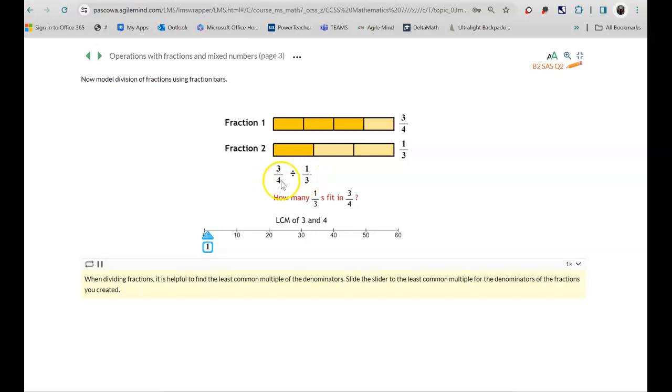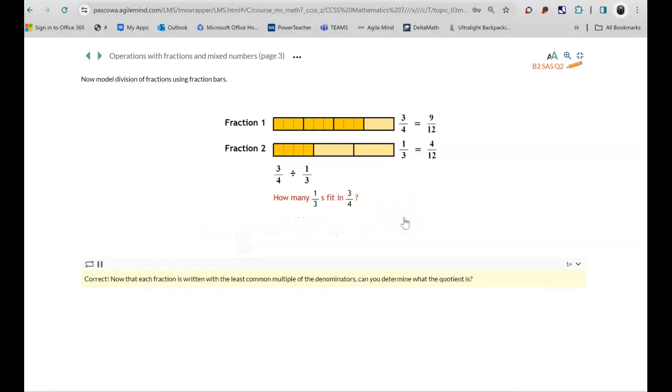So look at our denominators. What's the least common multiple of 3 and 4? Let's see. 3 and 4. Well, that's going to be 12. Okay. And so now they have a common denominator. 3/4 is 9/12. 1/3 is 4/12.